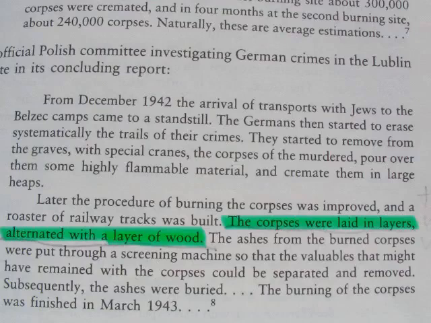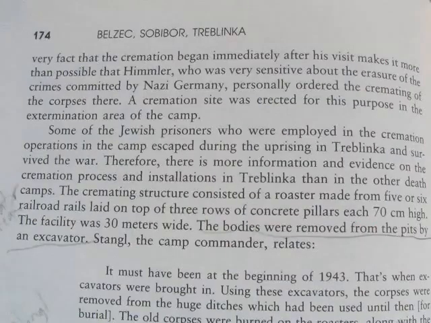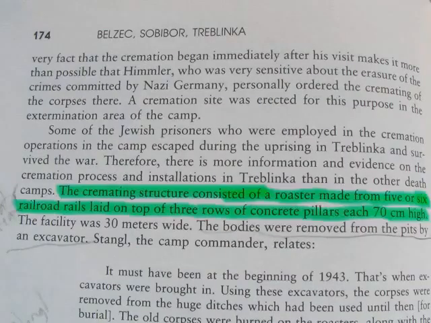This is an urban demographic talking about something they don't know about. Or on page 174, Arad writes, "The cremating structure consisted of a roaster made from 5 or 6 railroad rails laid on top of 3 rows of concrete pillars, each 70 centimeters high." That is 2 feet 3½ inches, which isn't much higher than a campfire.